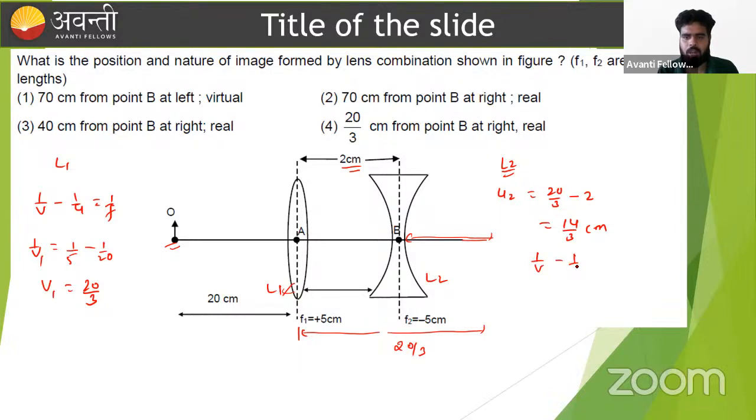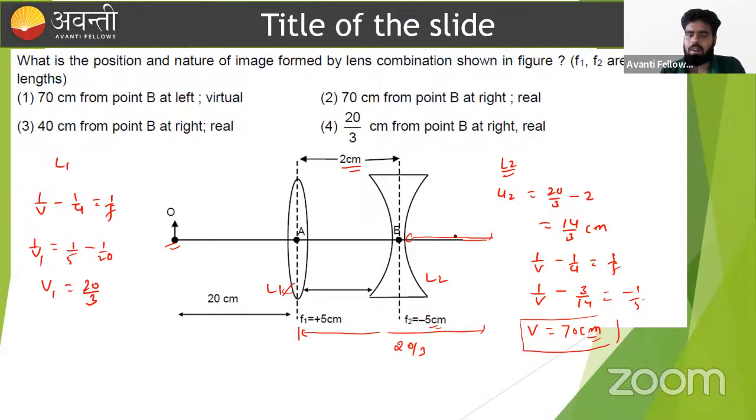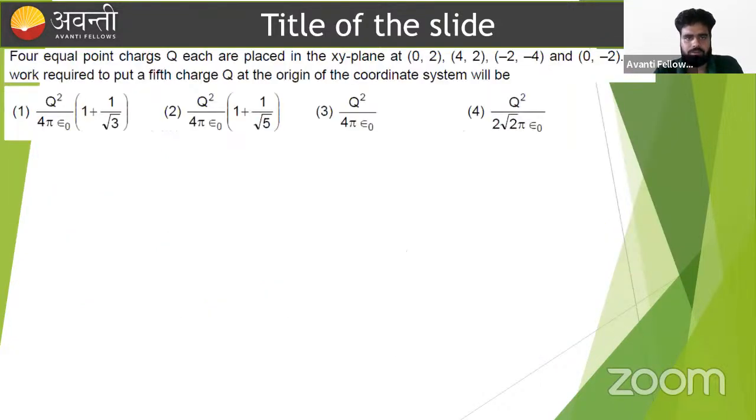Again, apply the lens formula, and here we have to notice one thing: the focal length of a concave lens is negative, that is already given. 1 by v, and what is u here? That is 3 upon 14 equal to 1 upon 5. If we solve this, the value of v equals 70 centimeter. The positive sign represents that the image lies at the right side of lens B, and it is real. So option 2 is the correct one.